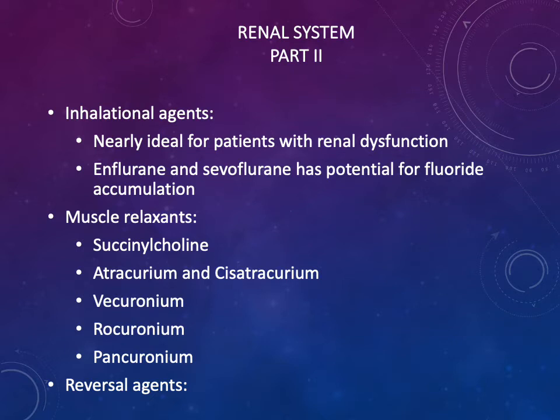Vecuronium and rocuronium are renally excreted. The prolonged effects of rocuronium in patients with severe renal disease may or may not be clinically significant. Pancuronium is metabolized by the liver and then excreted by the kidneys. And renal excretion is the primary route of elimination for reversal agents, so they'll be around for a little while.